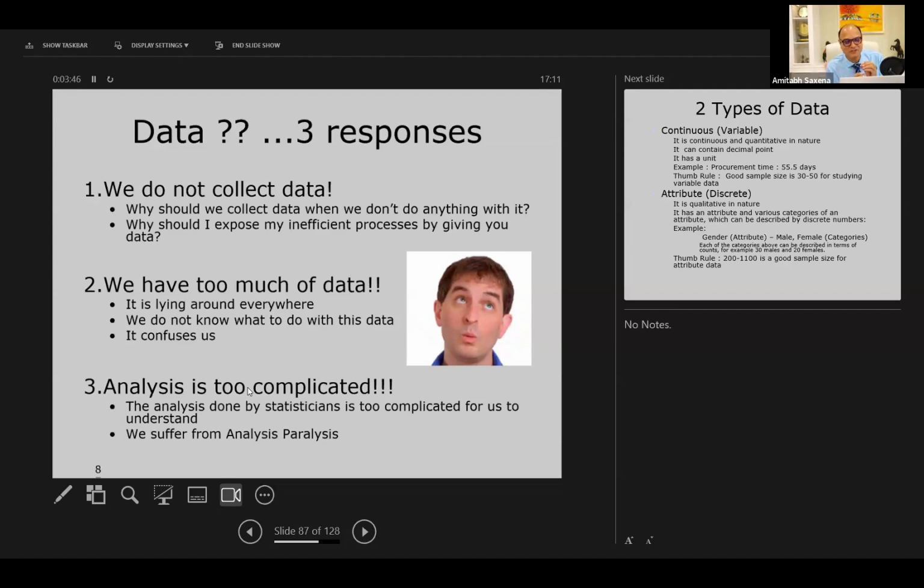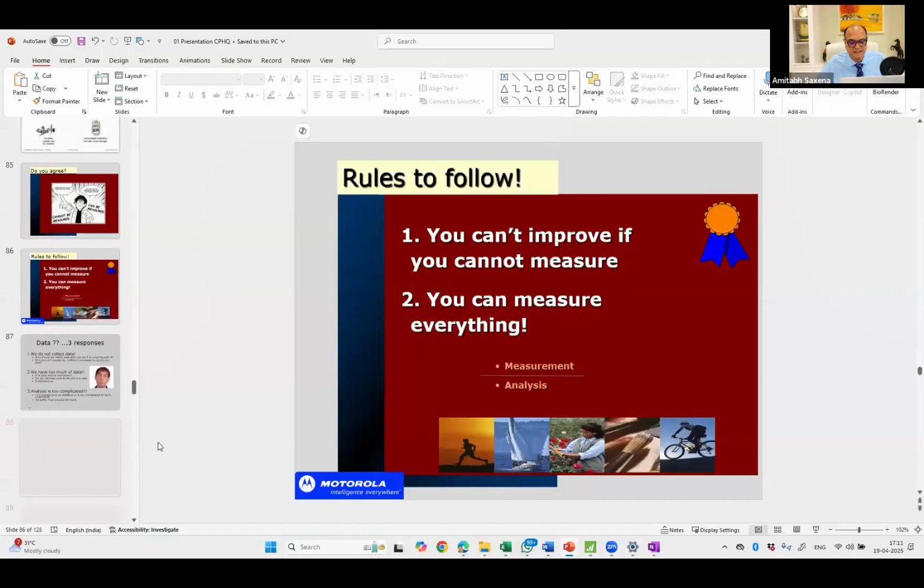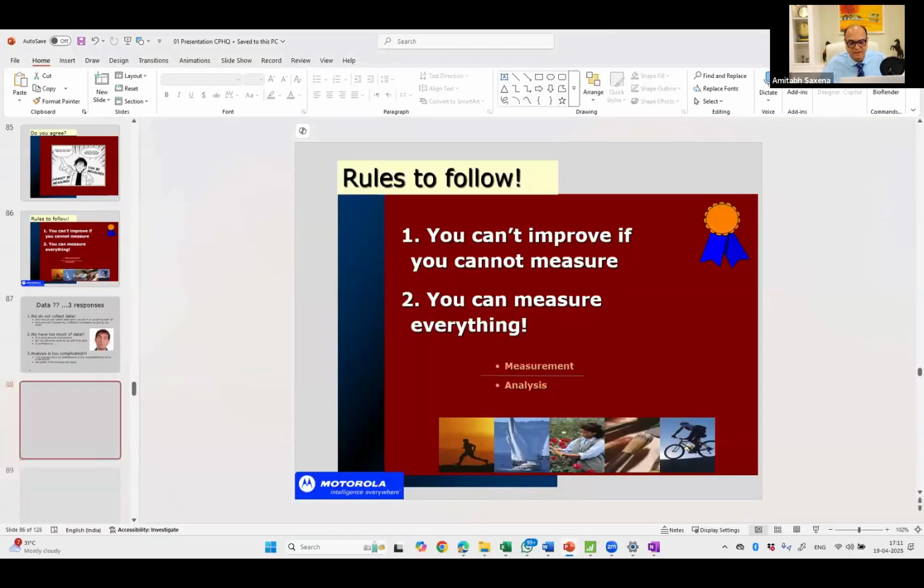So the CPHQ gives you the right orientation. It tells you how to analyze anything. So first, let us understand there are two types of data: continuous data and attribute data. Continuous data is something which is continuous in nature, in the sense that, okay.